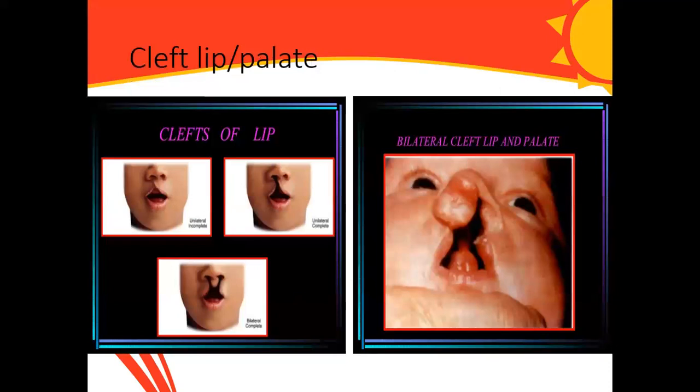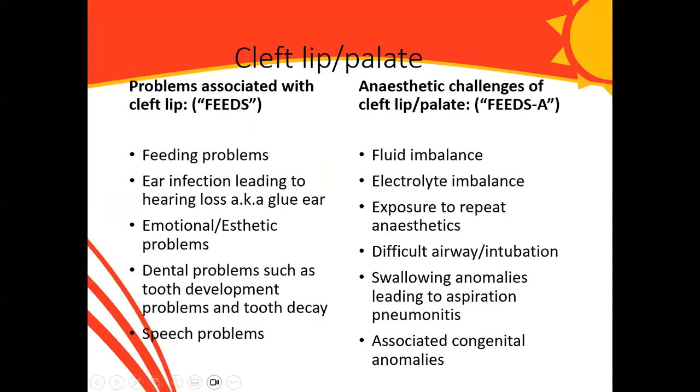This is a unilateral incomplete, and this one is complete, and you can see bilateral cleft lips with cleft palate. This opens into the roof of the mouth.